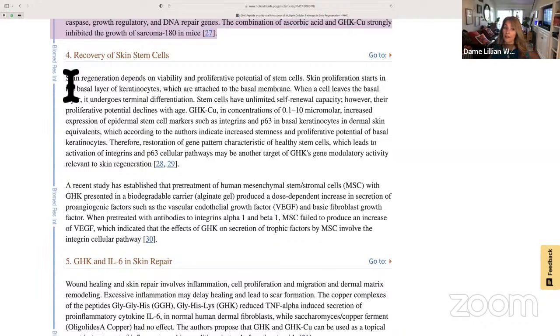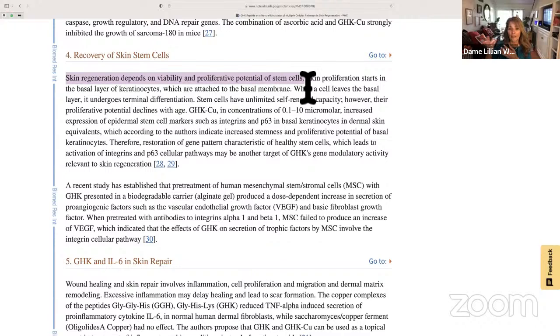Okay, back to recovery of skin stem cells. And skin regeneration depends on the viability and proliferative potential of stem cells. So skin regeneration, the ability of the body to regenerate and to replenish, to replace the existing cells of the skin, it depends on how alive the multiplying effect of potential stem cells that you have. And that proliferative potential, that's all it's saying. The ability of that stem cell, whatever number of stem cells that you have, to proliferate, to multiply, to create more stems and more cells of whatever type that you might need in real time.